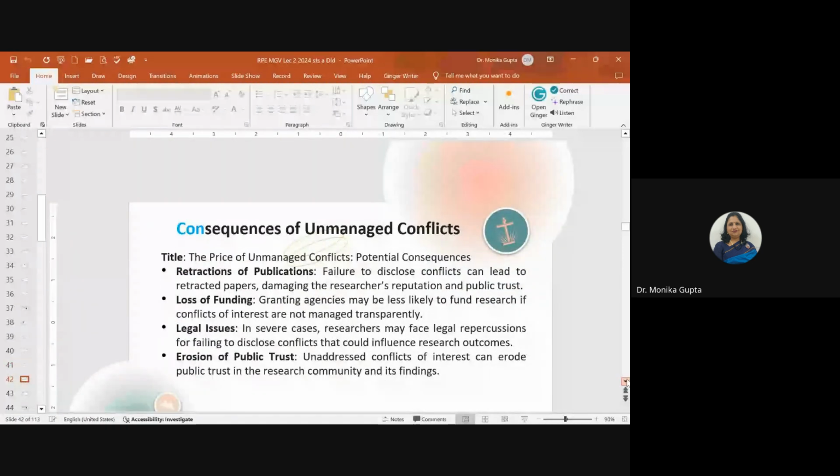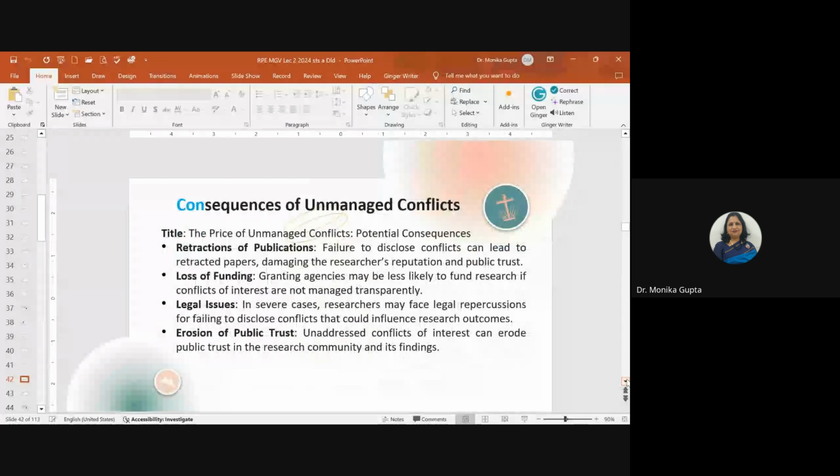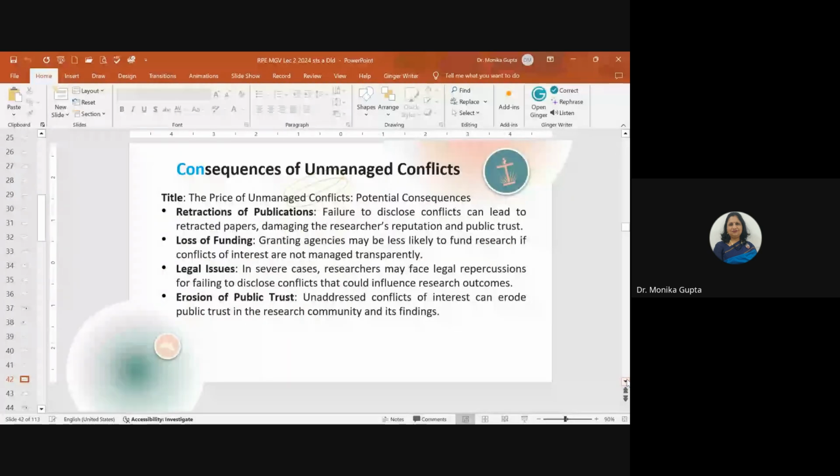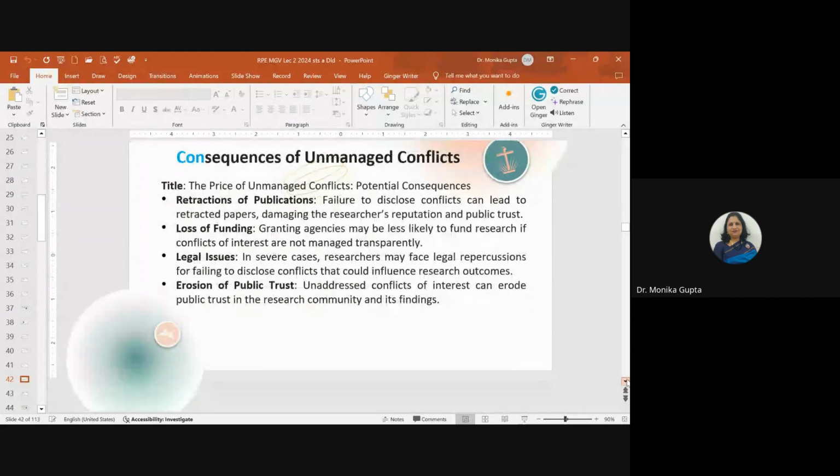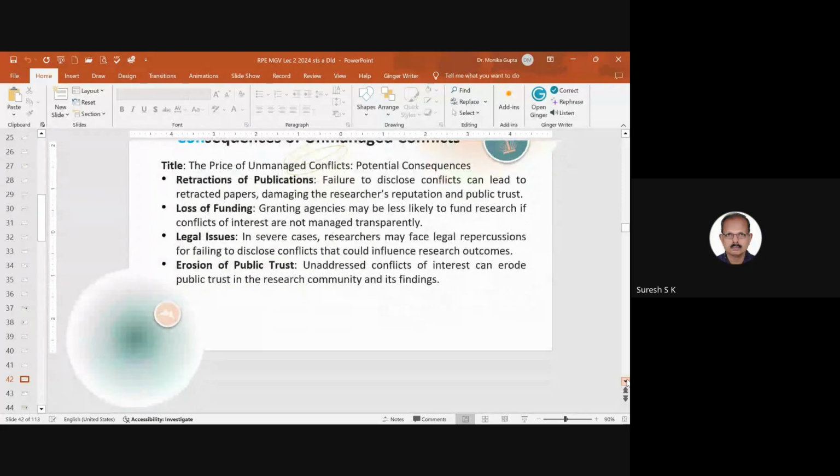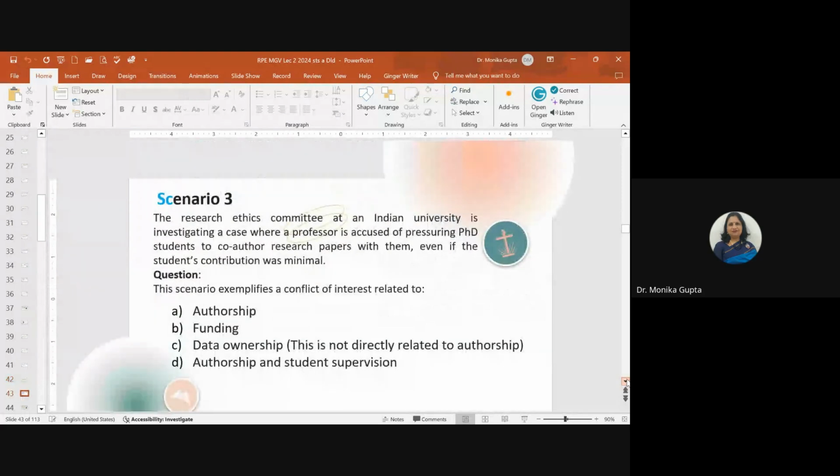So what are the consequences of unmanaged conflicts? I think we now understand these: retraction of publications, loss of funding, legal issues, and erosion of public trust. Should we go into detail or should we move further? We can go ahead. Yes, ma'am.